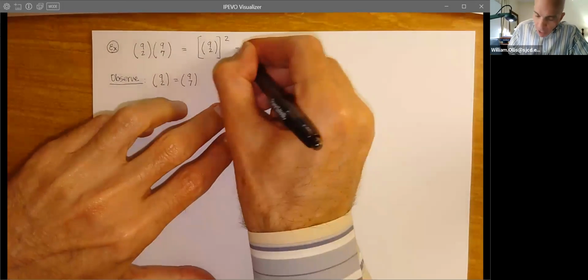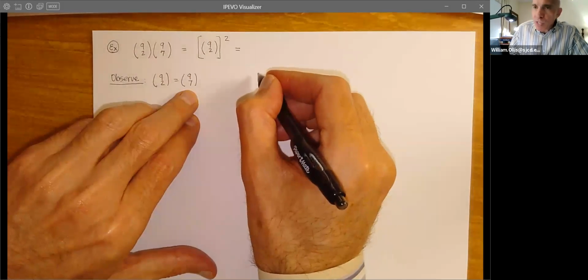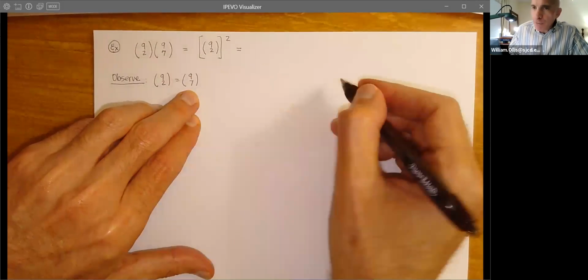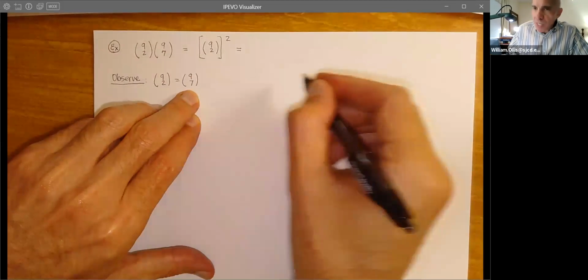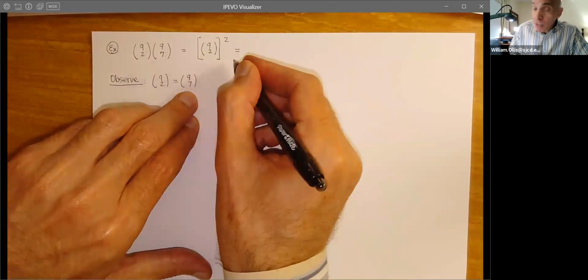So let's do it. Now, if you didn't notice this, it wouldn't matter. The computation would still be valid. And if you're trying to get finished, you just go with what you see initially and work with it. There's nothing wrong with that. This is just a way to do it.